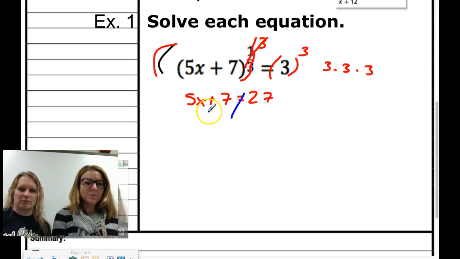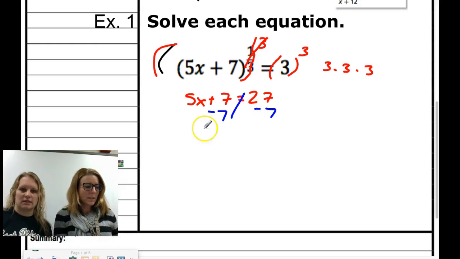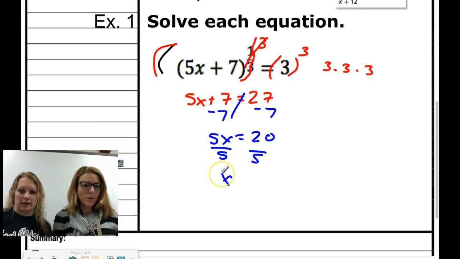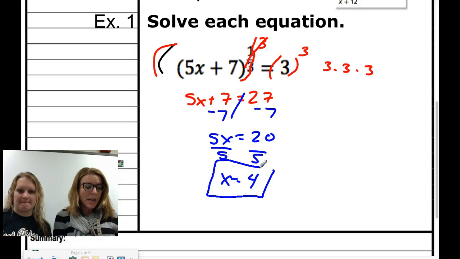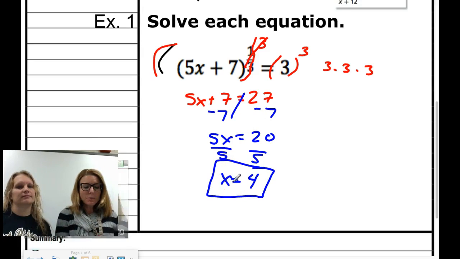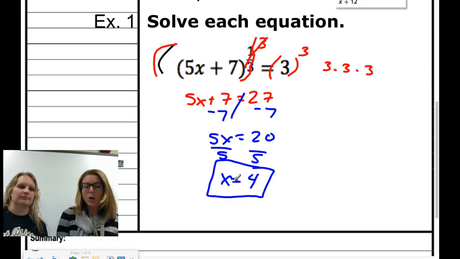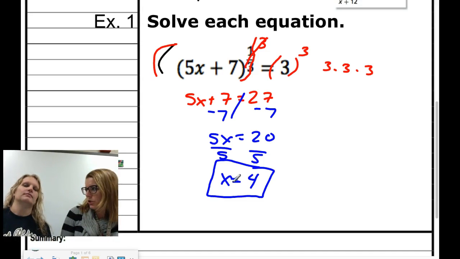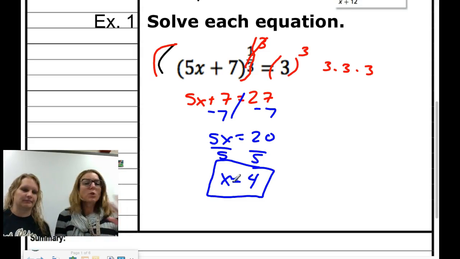Now we just solve. Subtract 7 from both sides. We have 5x equals 20. Divide both sides by 5. X equals 4. One thing I want to mention: just like yesterday, when we're raising something to an even power, we have to check for extraneous solutions. The odd powers, we don't have to check.